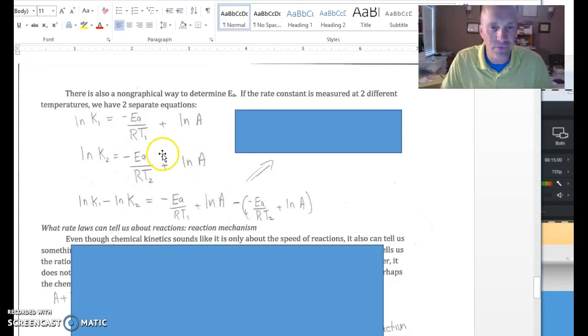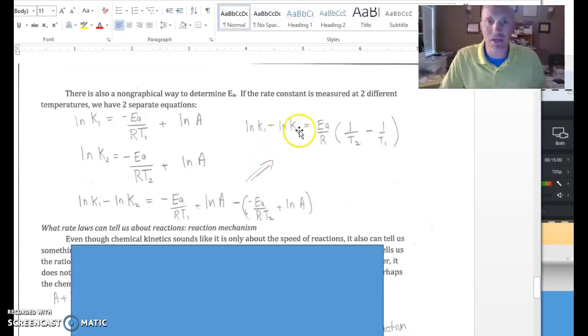minus this right here. All right, and if you clean this up, you would end up getting this equation right here. And I actually want to point out that I should have cleaned it up a little bit more, because on this side right here, you could get ln of K1 divided by K2. All right, and so again, you would know what the constants are. You would know what the temperatures are.